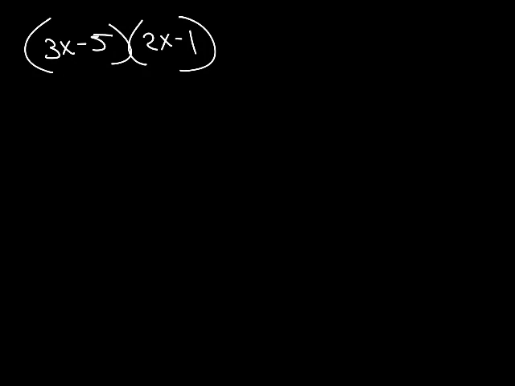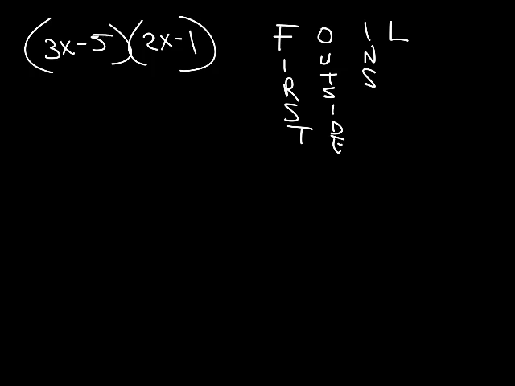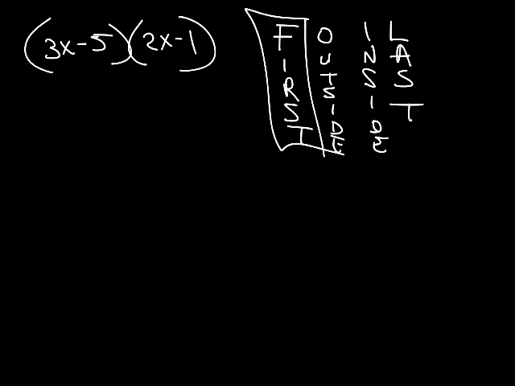So what we're going to do is what is called the FOIL method. F-O-I-L. FOIL, F means first, outside, inside, and last. So we're going to multiply the first number in each set of parentheses. So we're going to multiply the first number here times the first number there, and that gives us 6x squared.